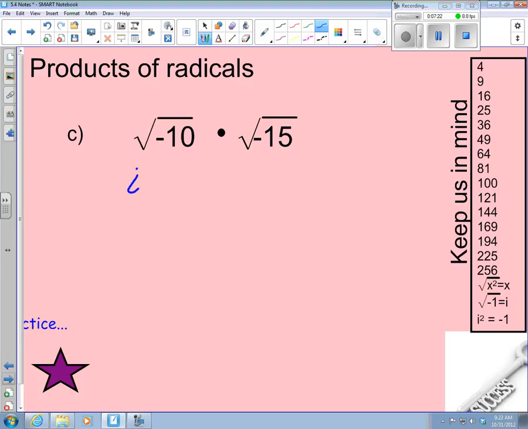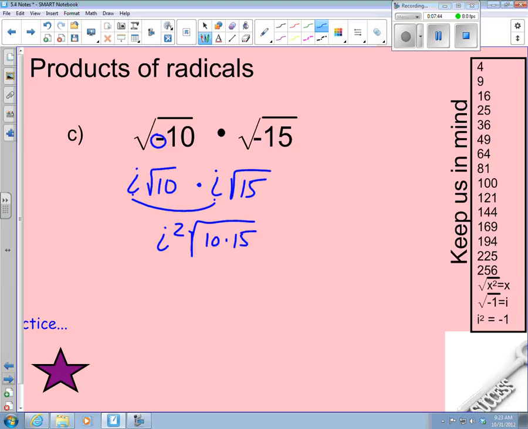This becomes i, pull that negative out. It's just the square root of -1, which is i. i times the square root of 10 times i times the square root of 15. Now you can multiply them because we're not going to lose the imaginary unit. i times i here, multiplying the ones on the outside, is i squared. Square root of, well, that's 10 times 15. Putting it back together. Anyway, we know i squared is equal to -1, so this becomes a -1 on the outside. Square root of 10 times 15.